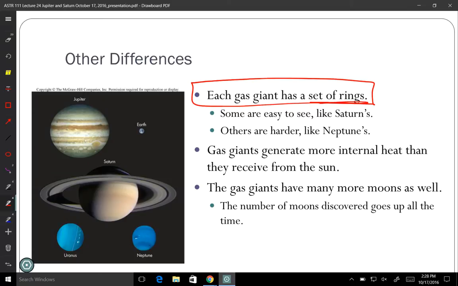And so there's actually two different methods for this. One method is called shepherd moons, where you have moons that set up a stable band, and another one is just exactly like the Kirkwood gaps. So that's where we have the rings around Saturn.